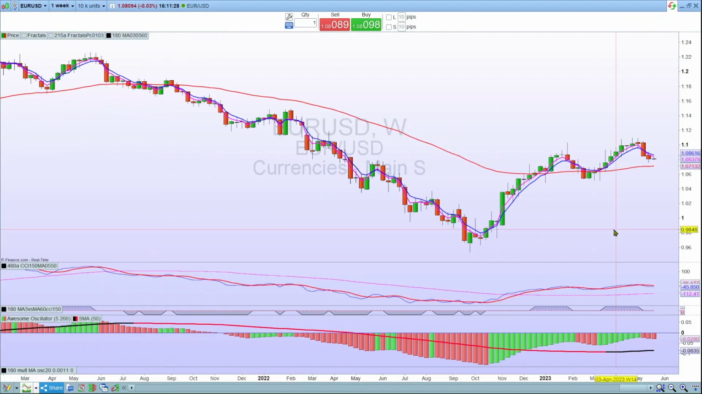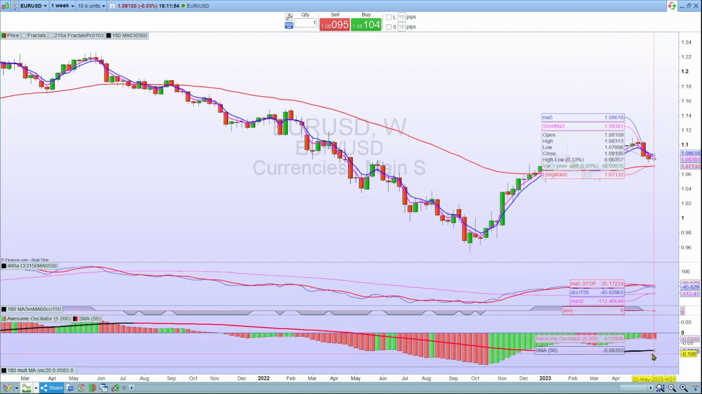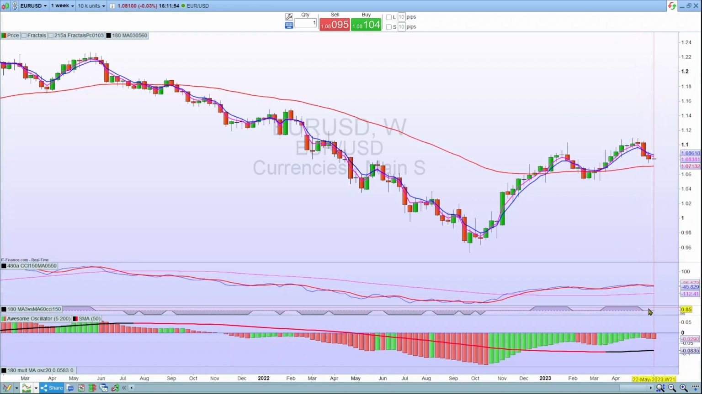First on the weekly, our triple moving average 3, 5 and 60 is still in an uptrend, whereas the CCI 150 moving average 5 and 50 is broken down, and that's giving us a neutral signal, so it's undecided. But you'll notice also the awesome oscillator's histogram is declining, but the moving average is still in an upswing, so a bit of an unknown or uncertain direction at the moment on the weekly.